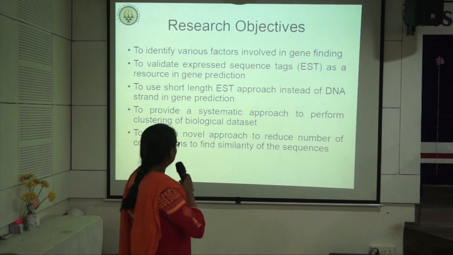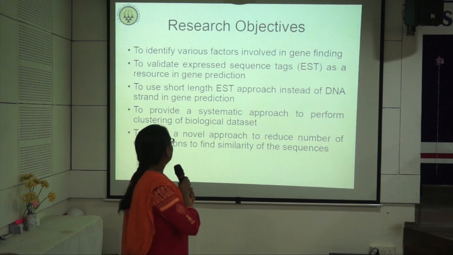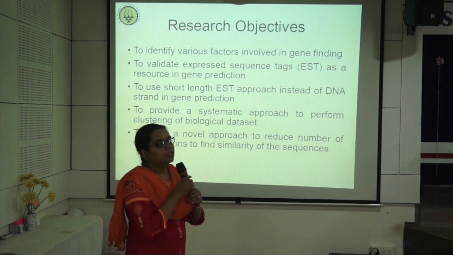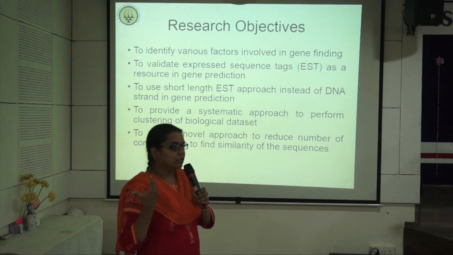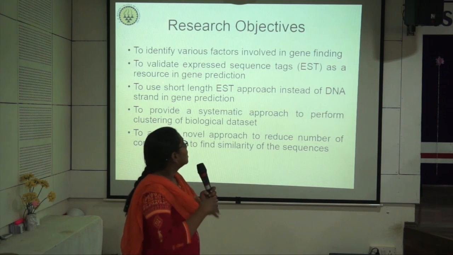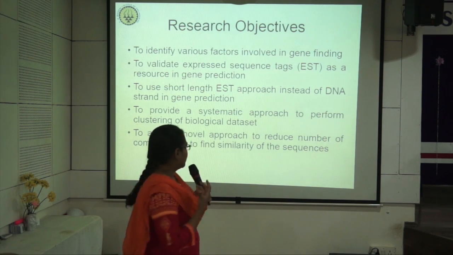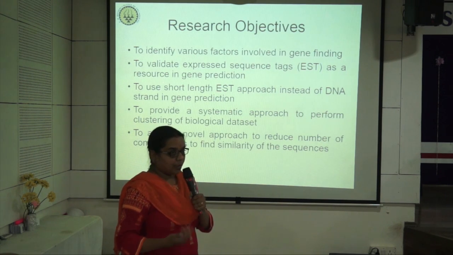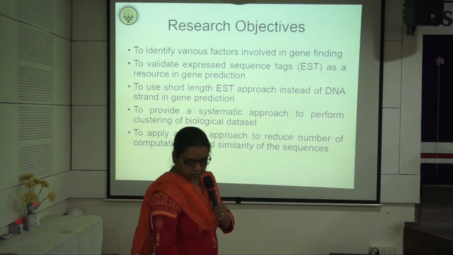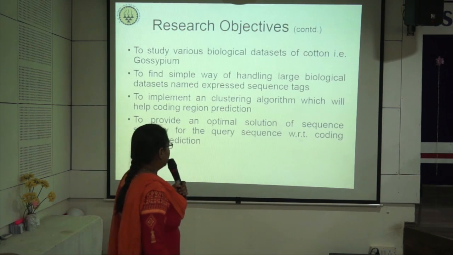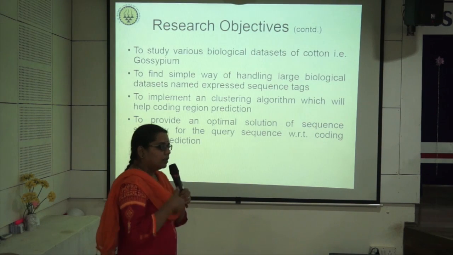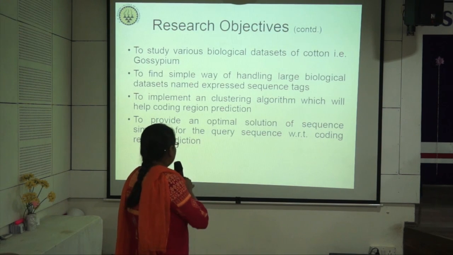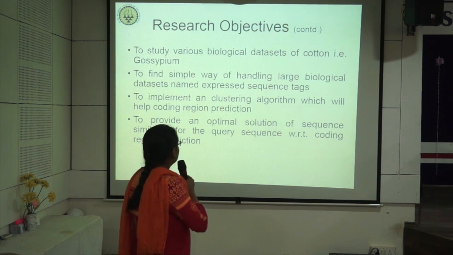Next comes the systematic approach to perform clustering of biological data set. A novel approach to reduce number of computations to find similarity of sequences. There are various already existing tools which perform these similarity of sequences, but now we want to propose a new one which will be doing it for us. To study various data sets of cotton, that is Gaussian. Later on we will be explaining why we have chosen Gaussian as the data set which we will be under consideration.